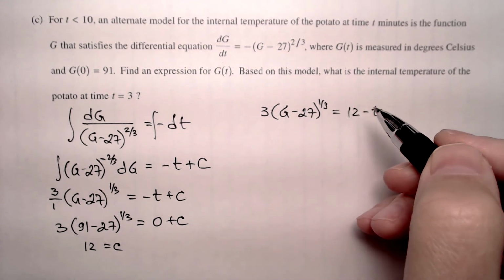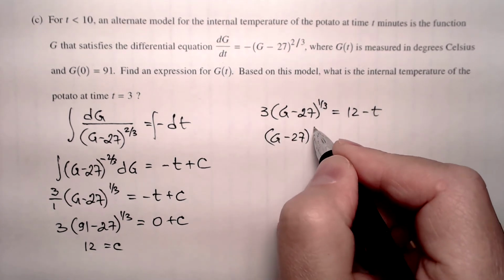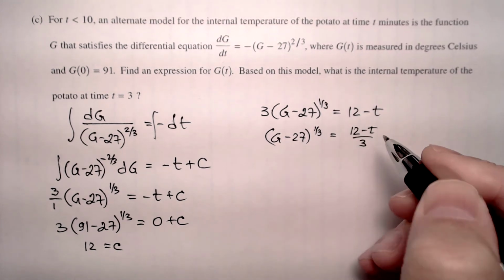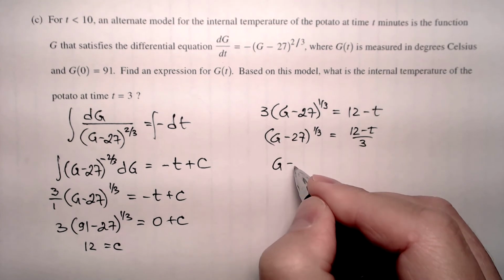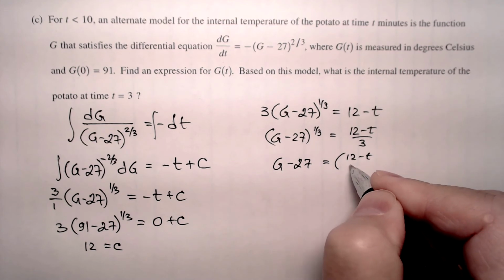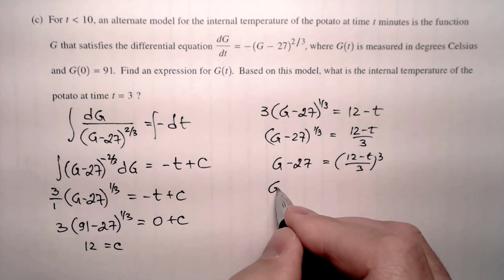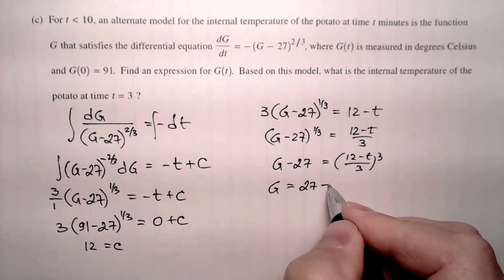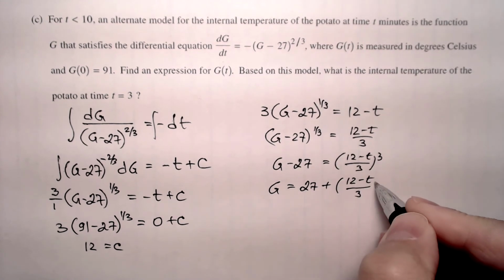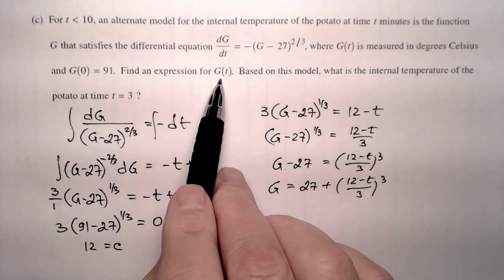And so let's solve for g. (g minus 27) to the power 1/3 equal to (12 minus t) over 3. Cube both sides, we get g minus 27 equal to ((12 minus t) over 3) cubed, and then plus 27 gives us g equals 27 plus ((12 minus t) over 3) cubed. And so this is our explicit expression for g of t.